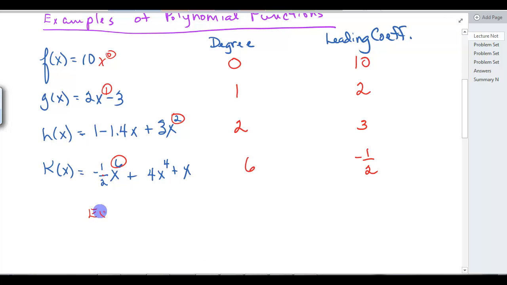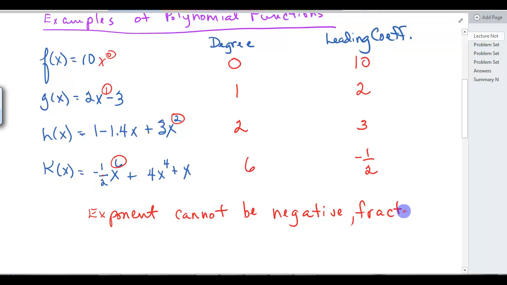The exponents in the polynomial cannot be negative, fraction, or radical. Okay, that would keep it from being polynomial. So in a couple of your homework questions, it will ask you, is this a polynomial? And if you saw a -4 there, if you saw 4x to the 2/3, or if you see a radical up there, that keeps it from being polynomial.